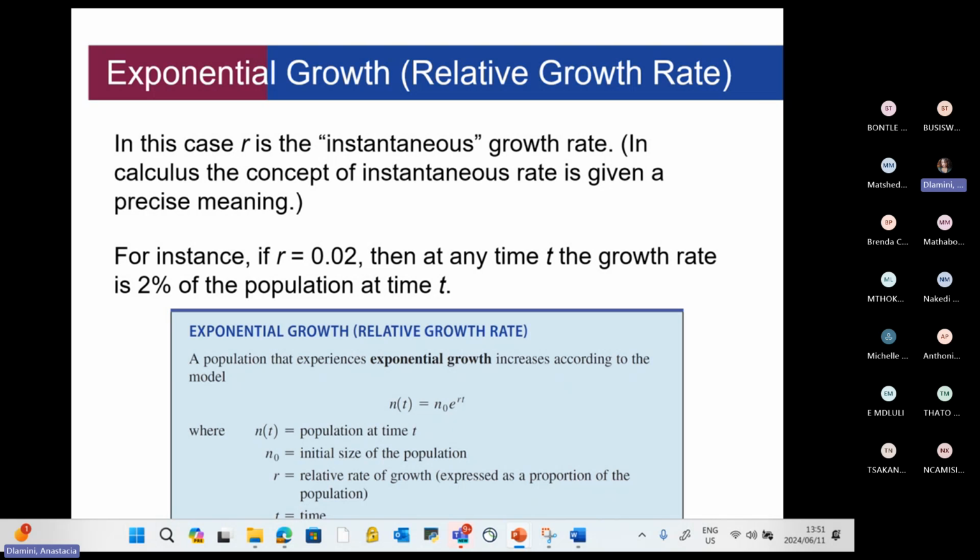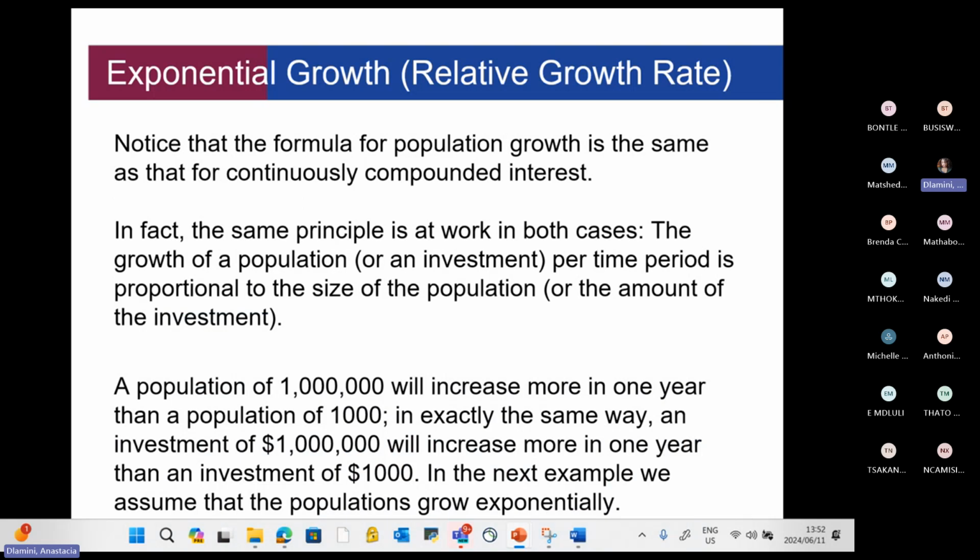N(t) is equal to N0 e to the power of rt, same as what we had for interest compounded continuously. We knew that N0 is the initial amount. Here we're saying it's the initial size of the population. And r is the relative growth rate expressed as a proportion of the population, meaning that it'll be 0 point something. And t is the time. Now they say, notice that the formula for population growth is the same as the continuously compounded interest. That's what we said. In fact, the same principle is at work in both cases.